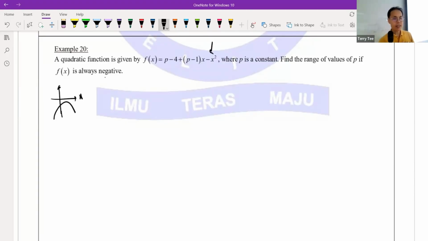If that's the case, your b squared minus 4ac should be less than 0. Now your A is already less than 0. So we know it fulfills two conditions: A less than 0, and b squared minus 4ac less than 0. So the graph will always be negative.